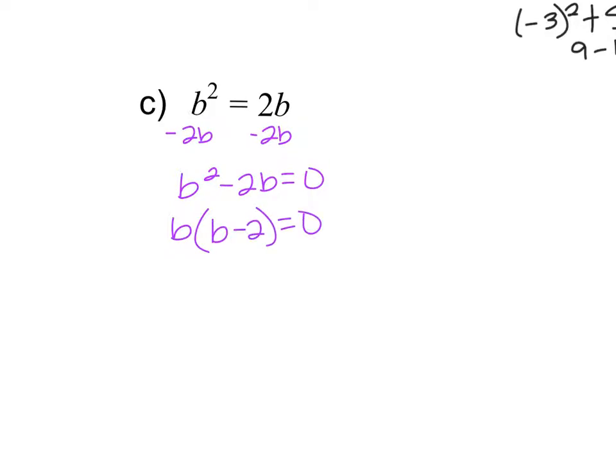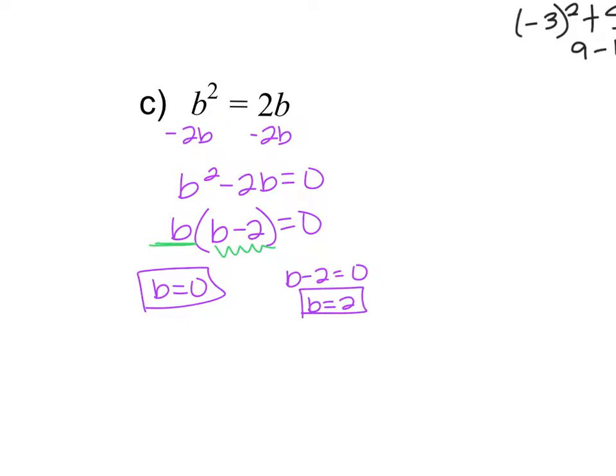Okay, so this is a little bit different. So you'll have this piece, just the b, and then also this piece. So you still have 2 pieces there, just look a little different. So you're going to have b equals 0 and b minus 2 equals 0. Sweet, so this one's already done, b equals 0, and then this one you would add 2 to both sides, so you get b equals 2.